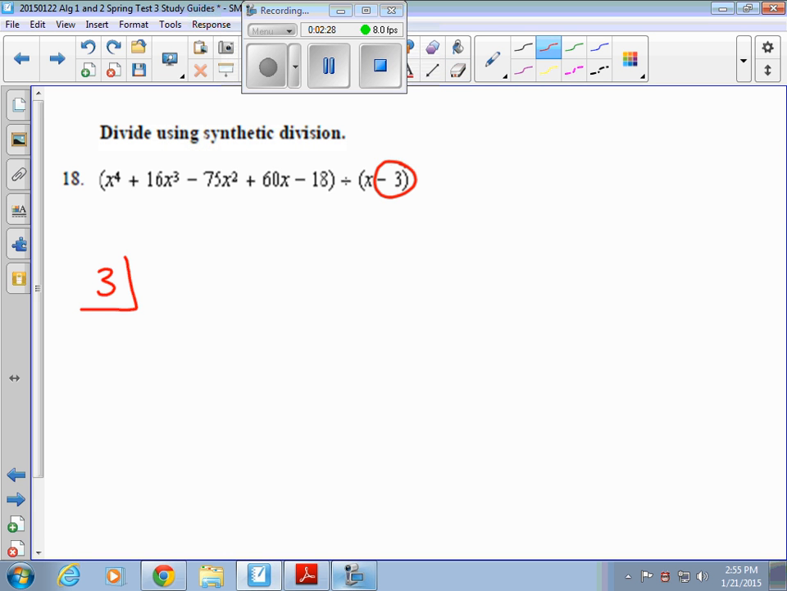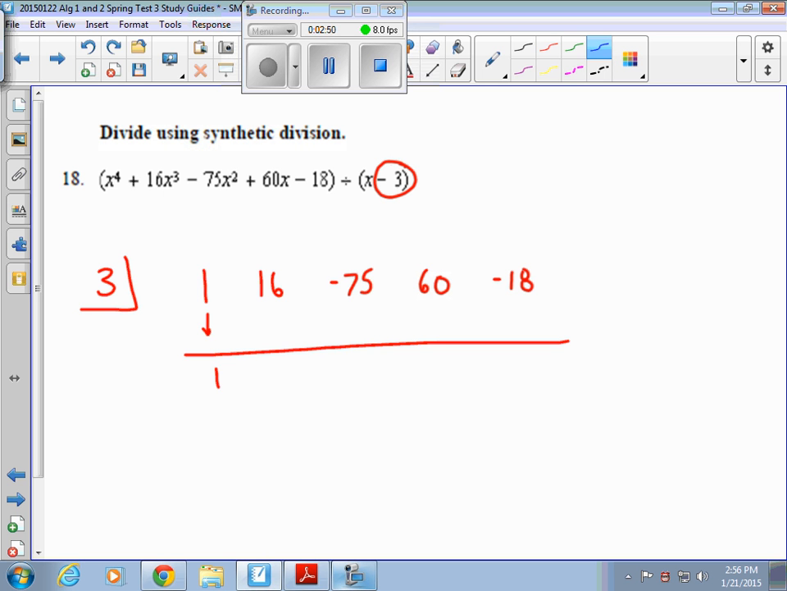So your first one for x to the 4th power is 1. Then your second one for x to the 3rd power is 16. Then for x squared is negative 75. Then for x to the 1st power is 60. And then your constant term that has no x value is negative 18. From there, you bring your first number down. You don't manipulate it at all. You bring it down as 1.